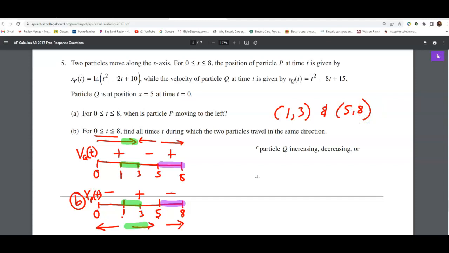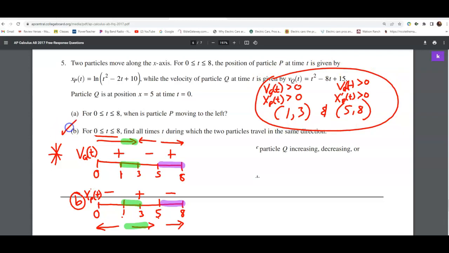Okay. Now, your explanation kind of matters here. I've been told that they don't really like number line tests for an explanation, unfortunately. So you do need to know how to explain this. What you can do is say v of Q prime and x prime of P. On these intervals, they're both positive. And then for this one, they're also both positive. You would want to include that in your explanation.